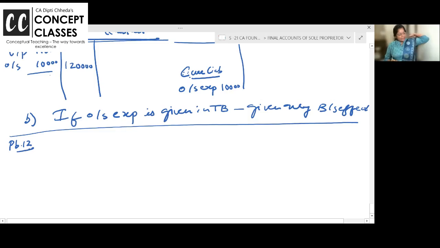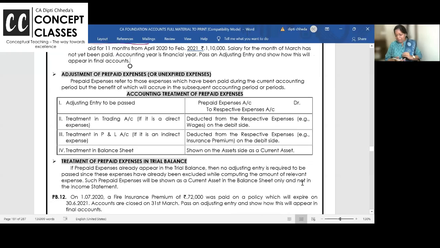Problem number 12. Let us first read the adjustments along with it. Yes, prepaid expense. The opposite of outstanding is prepaid. Outstanding is expense which is due but not paid. Prepaid is when you paid extra. Generally, we do it in insurance. Insurance we pay for 12 months. So right now from November for 12 months, but March is the cutoff. So next year also I have paid now.